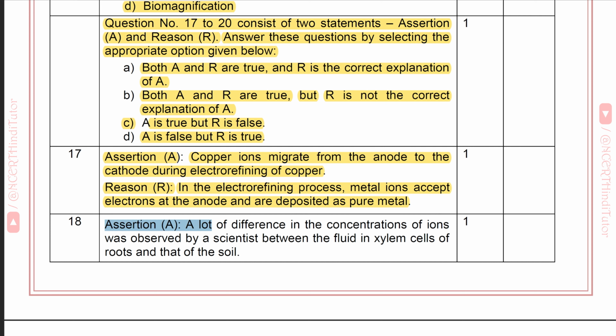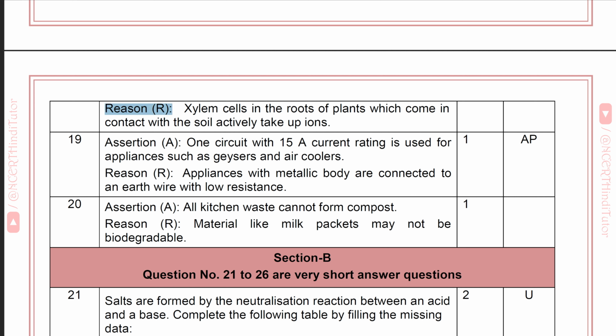Question 18. Assertion A. A lot of difference in the concentrations of ions was observed by a scientist between the fluid in xylem cells of roots and that of the soil. Reason R. Xylem cells in the roots of plants which come in contact with the soil actively take up ions. Here comes option A. Both A and R are true and R is the correct explanation of A.